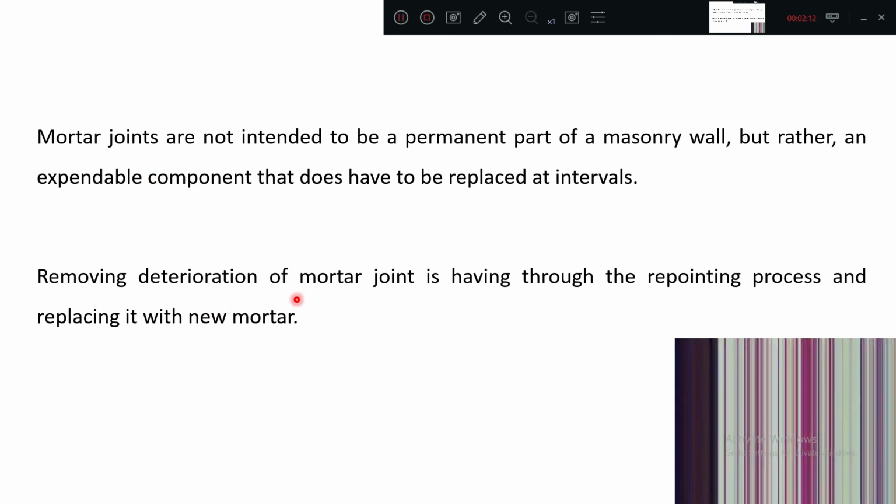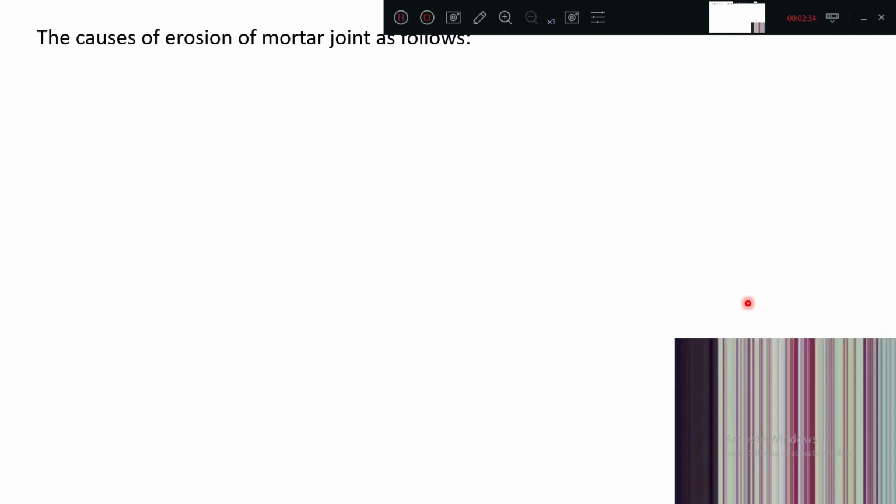Removing the deteriorated mortar joint is done through the repointing process. Means repointing has to be done. Pointing process, do you remember this building construction operation? Pointing is applying fresh mortar wherever the joints are. This is called the pointing surface. Replacing it with new mortar.